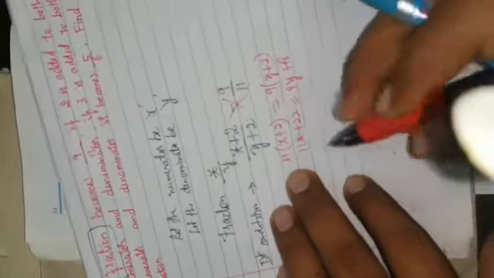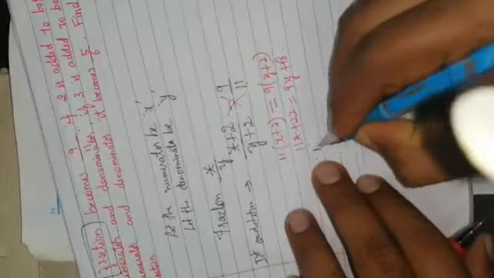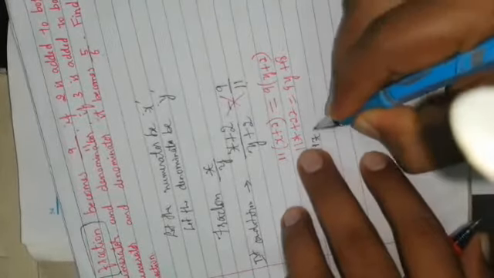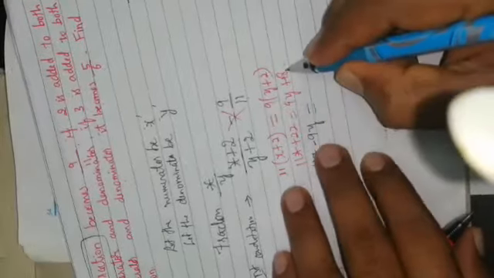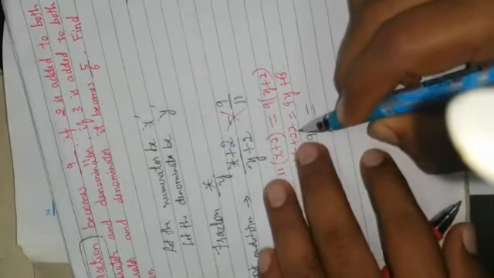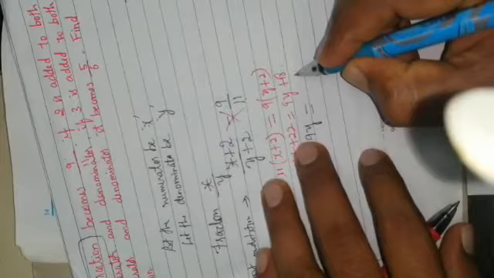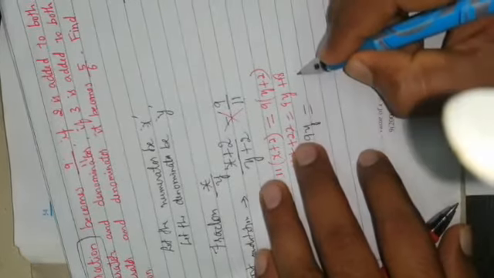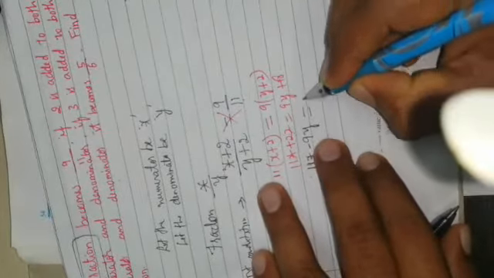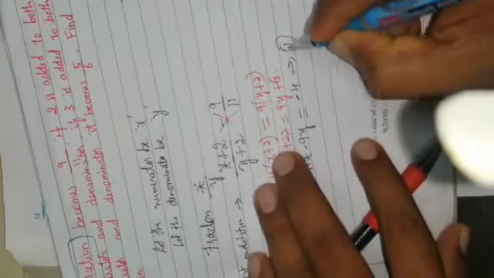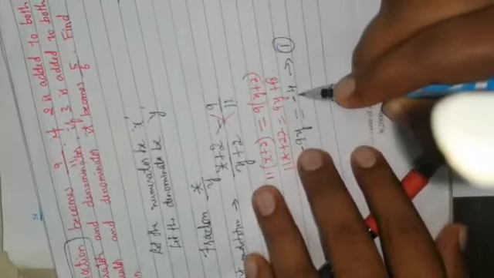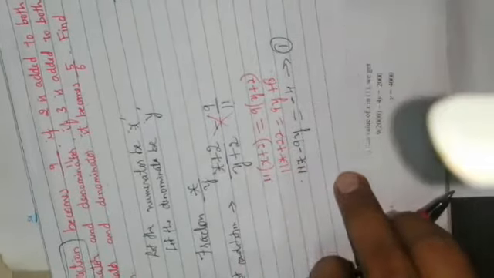Bring it this side, so that will become 11X minus 9Y. Let me carry the constant, the term without variables: 22 moves to the other side, minus 22. So I'll directly write 18 minus 22, that is minus 4. This is the first equation.